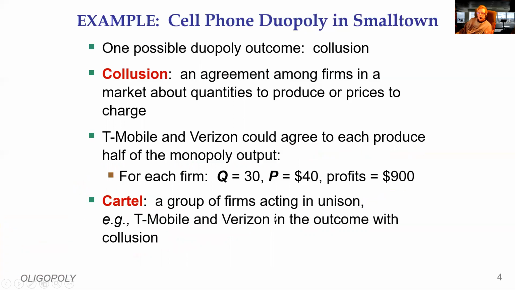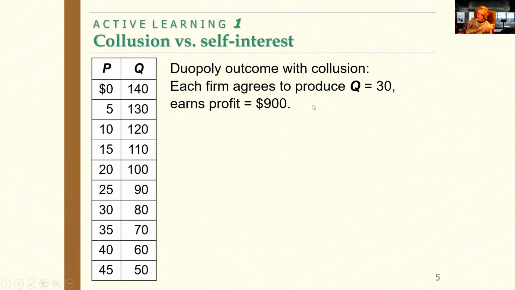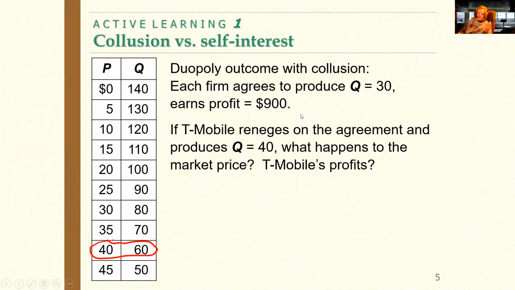Okay, so they agree to this in collusion so they can restrict the quantity and get a higher price. When they do that, we're producing right here in our monopolistic type of arrangement. Now, if T-Mobile decides that there is still unmet market share here and they could produce an additional 10 units, what would happen to the market price?